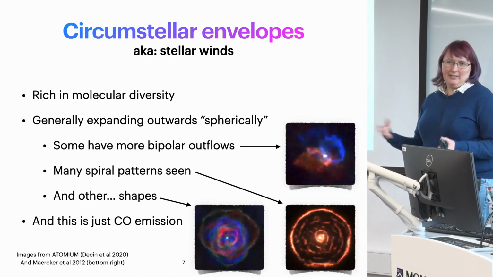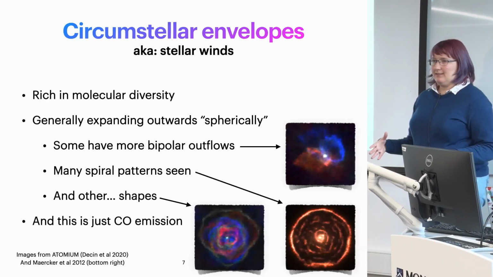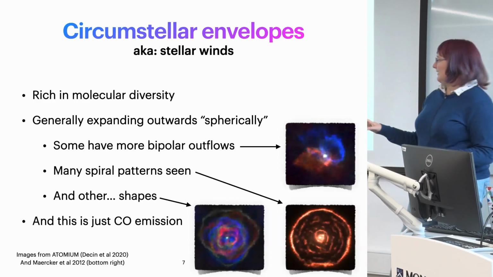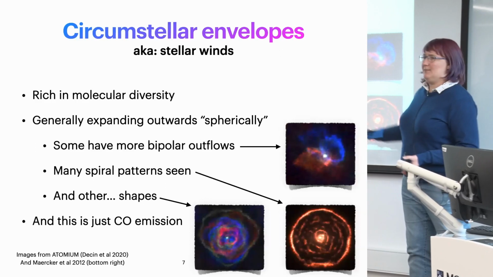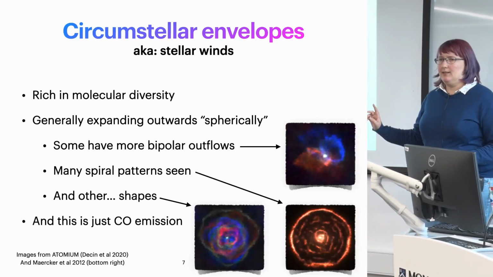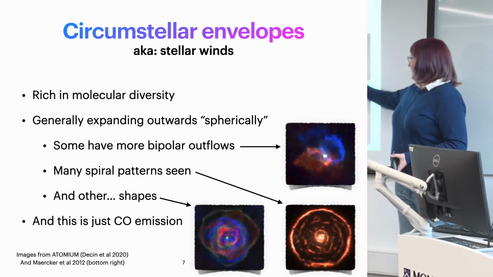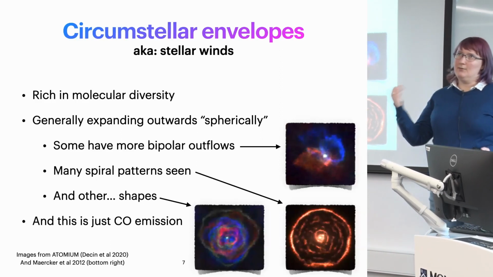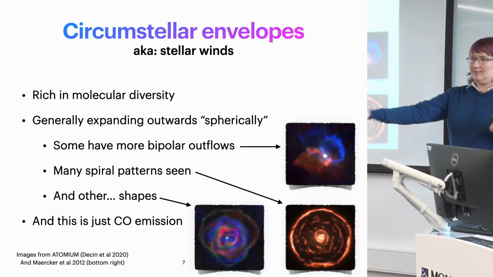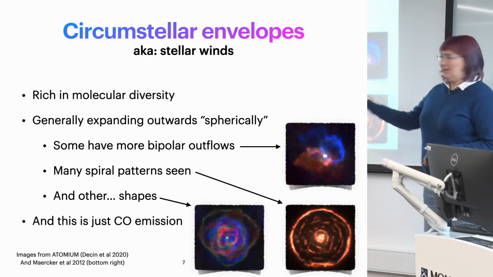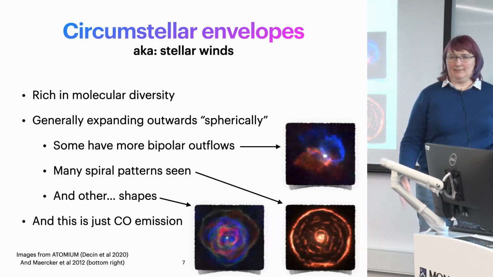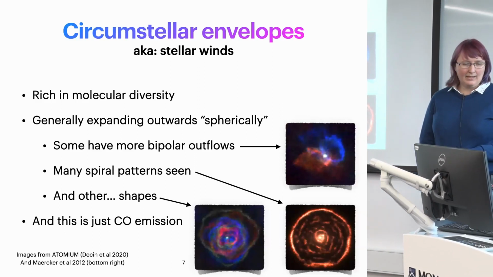One of the answers, or a key answer, seems to be binary companions, and I'll talk more about that later. I should also mention these plots are all just of CO emission. So this is just one velocity, and the blue color is coming towards us, the red color is going away from us, and the white or green is in the plane of the sky.